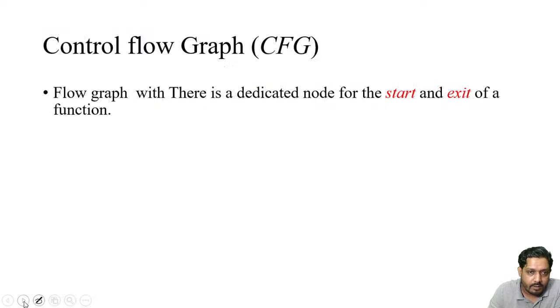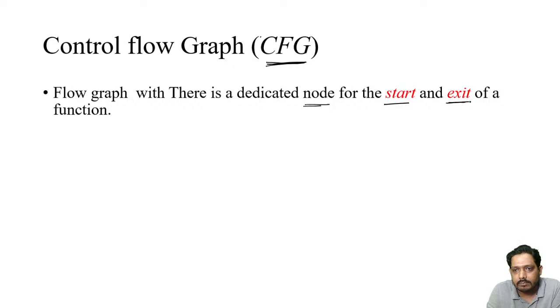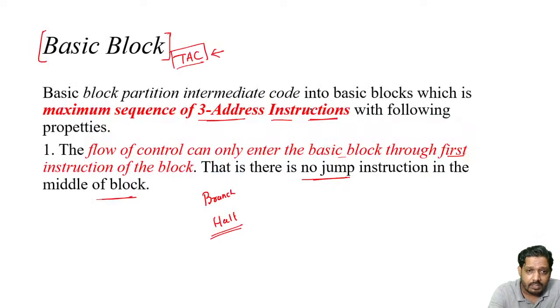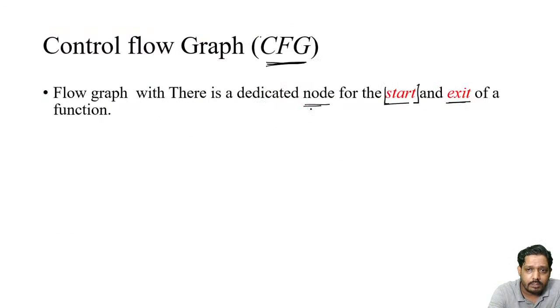Okay, so control flow graph, CFG. Right now CFG is not a context free grammar. I'll use the abbreviation CFG for control flow graph. In a flow graph, we have a dedicated node for the start and exit. The moment we have dedicated nodes for start and exit, the same flow graph becomes a control flow graph. These are the definitions.